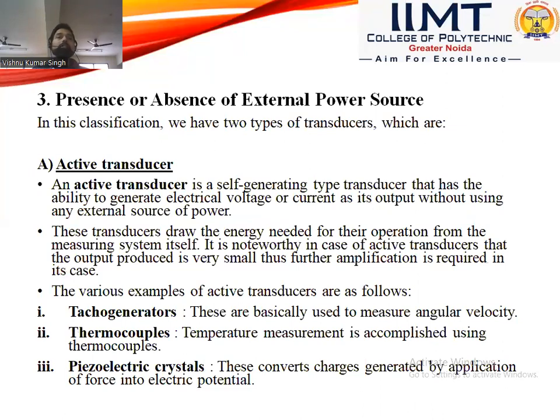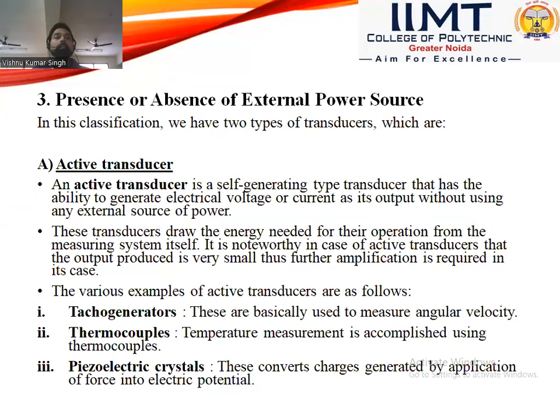Now, next classification is based on the presence or absence of an external power source. So in this case, we have two types of transducer. First is the active transducer. An active transducer is a self-generating type transducer that has the ability to generate electrical voltage or current as its output without using any external source of power. These transducers draw the energy needed for their operation from the measuring system itself.